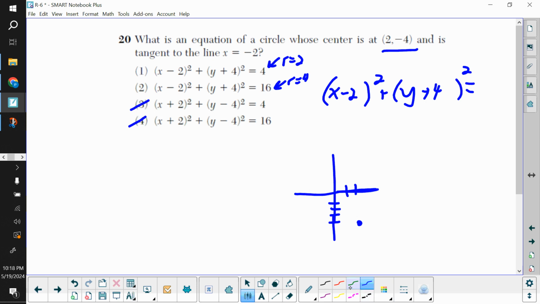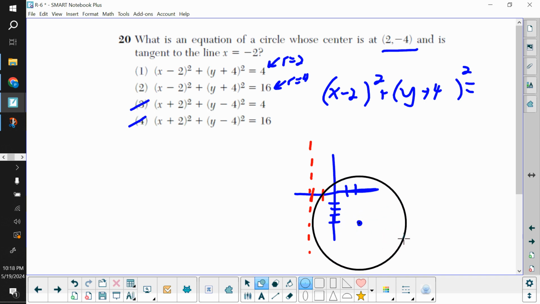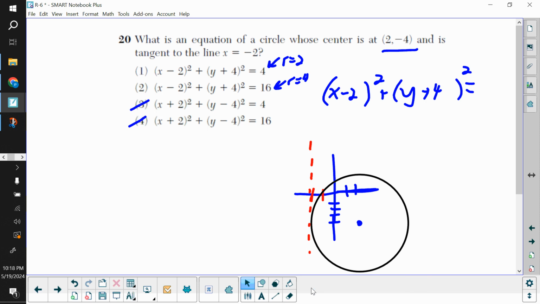And the line x equals -2 is a vertical line where x is always equal to -2. And if you didn't know that, you could graph as a relation x equals -2. And what we need is a circle that's tangent to that line. Well, tangent, remember, just hits in one spot. So there's roughly what tangent to that would look like.